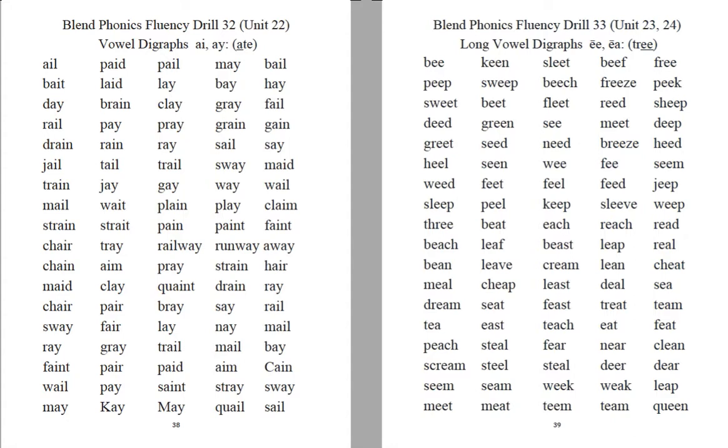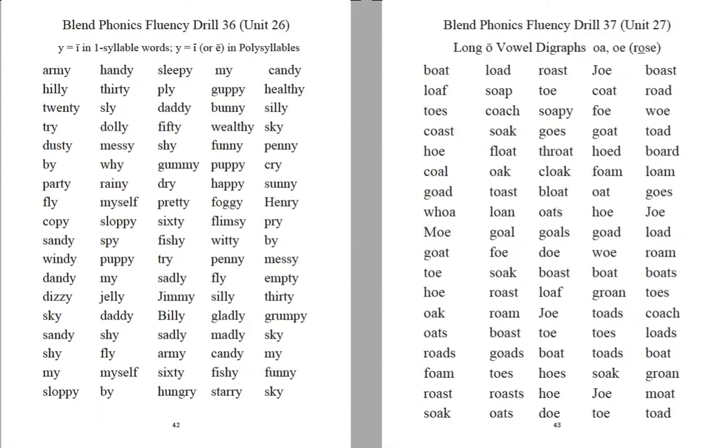Then 33, we have double E. Again, I'm going to just flip through this really quick. The Y's like I of my and the E of army. The long E, by the way, some people think that's a short E.